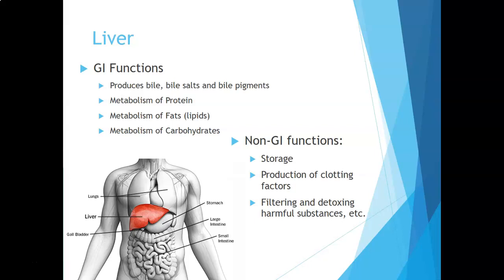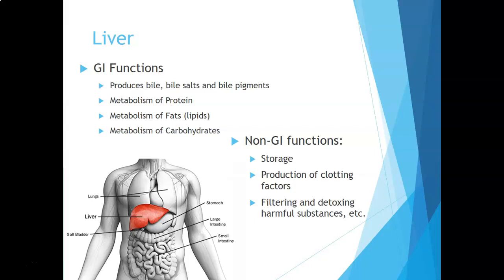Another big important part of the liver's functions is going to be the production of clotting factors. So the liver synthesizes prothrombin, which is needed for normal blood clotting. And finally, it's responsible for filtering and detoxifying harmful substances. It receives blood directly from the digestive tract via the hepatic portal vein, and all nutrients and oral medications pass through the liver before being distributed to other parts of the body.